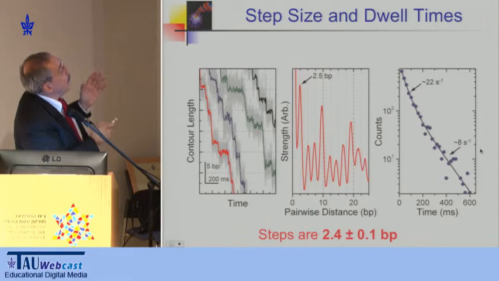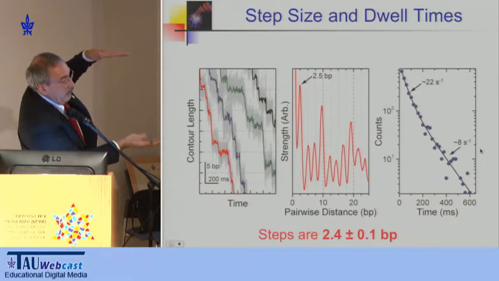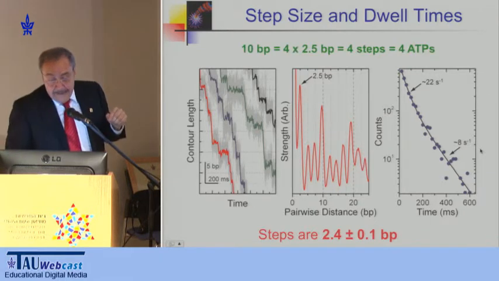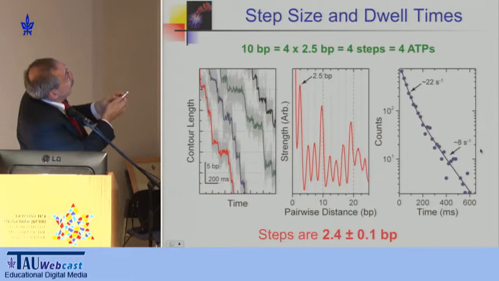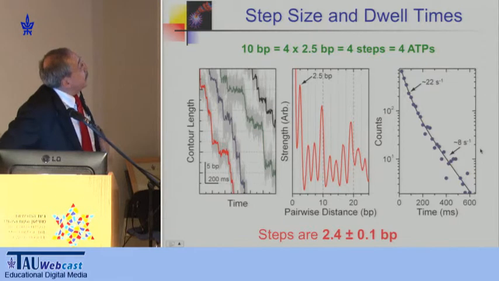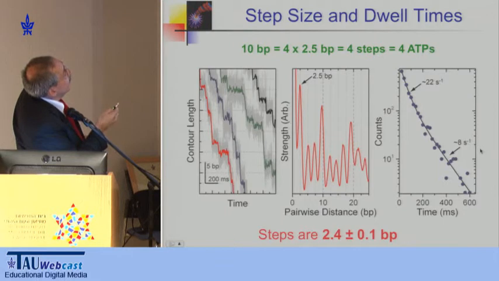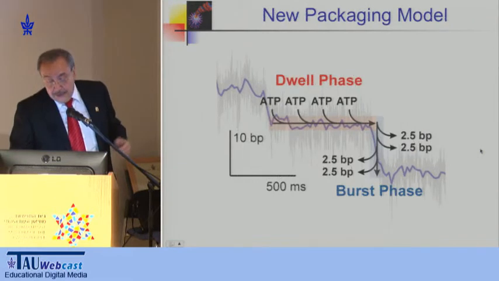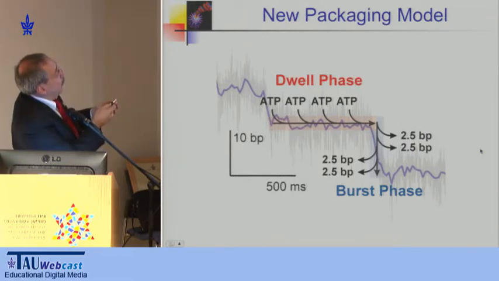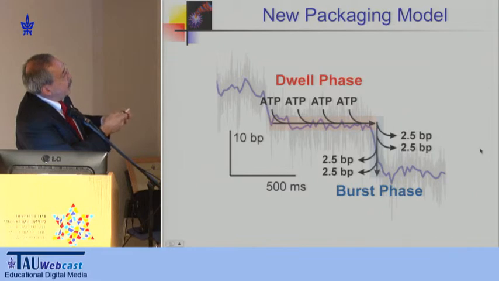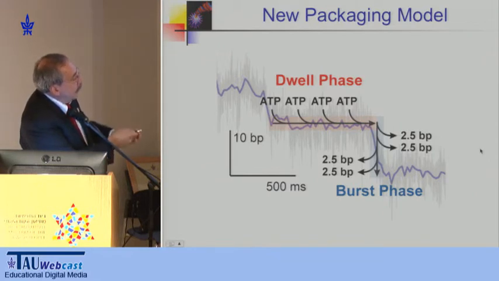Since there are 10 base pairs in one full burst, it follows that there are four 2.5 base pair steps involved in making 10 base pairs. So you see that 10 base pairs are made out of four 2.5 base pairs. So there are 4 steps and therefore 4 ATPs. So our model now is as follows. We assume that there are at least 4 ATPs that bind during the dwell time, and then you have four 2.5 base pairs that constitute a burst.